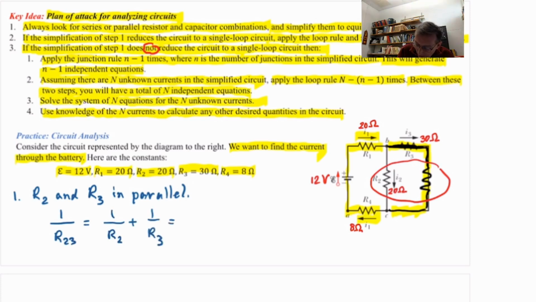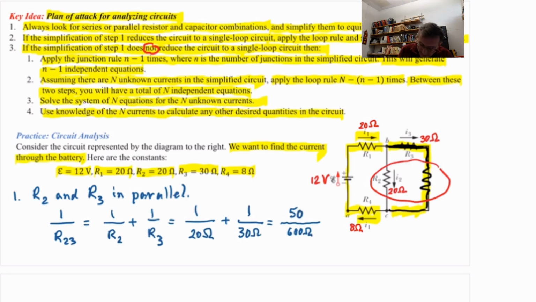So that's 1 over 20 ohms. I recommend you put the unit to remind you it's downstairs like that. Plus 1 over R3, 30 ohms. And then I just think of that as adding 2 fractions. And the common denominator is 600 ohms, the product of 30 and 20. And then in the numerator, I have 30 plus 20, which is 50. Notice the unit is in the denominator.